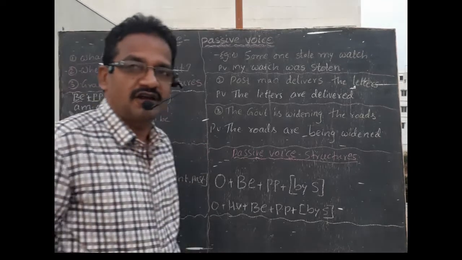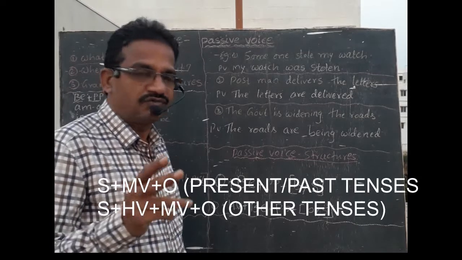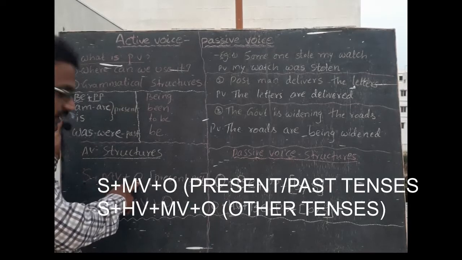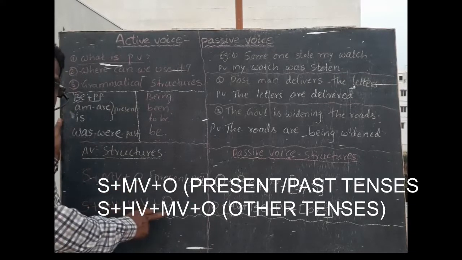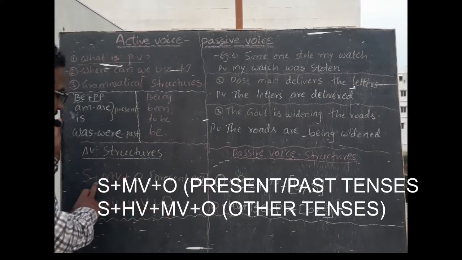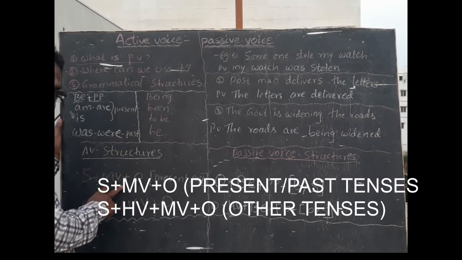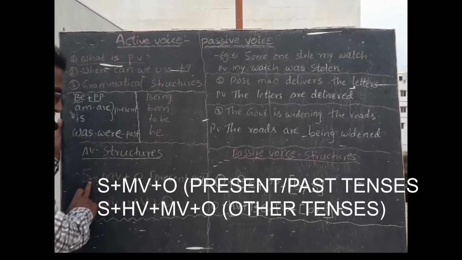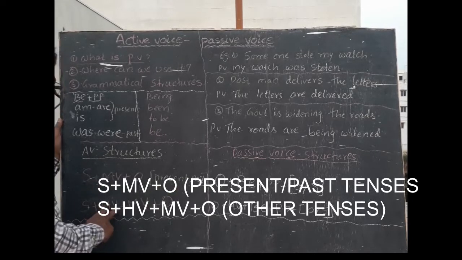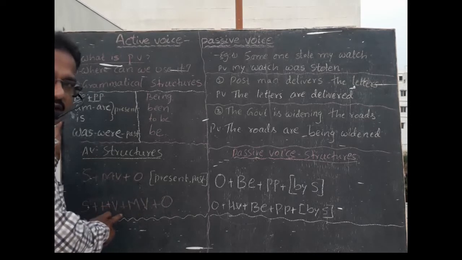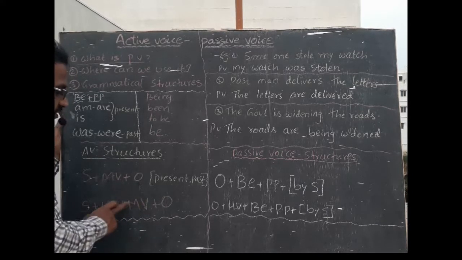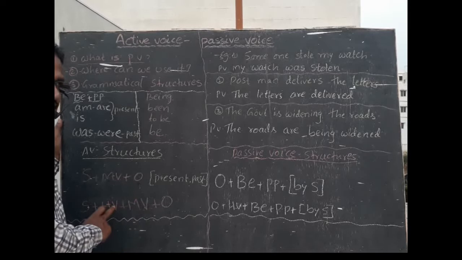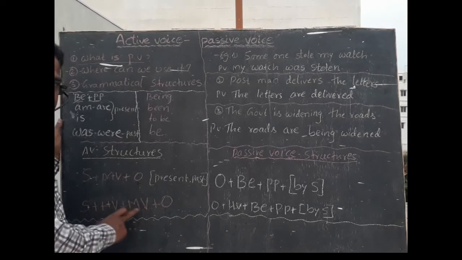Here, friends, we can understand the easy structures in two ways. That is, subject plus main verb plus object, and subject plus helping verb plus main verb plus object. When the main verb is in present or past tense, you had better prefer the first structure. When the main verb is preceded by a helping verb or modal auxiliary, maybe in other tenses such as present continuous, past continuous, present perfect, past perfect, with modal auxiliaries, you had better use the second structure.